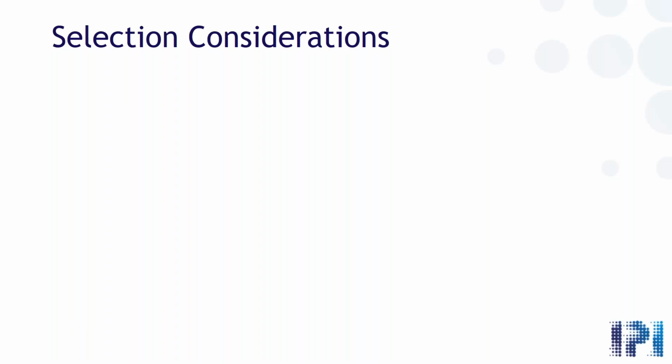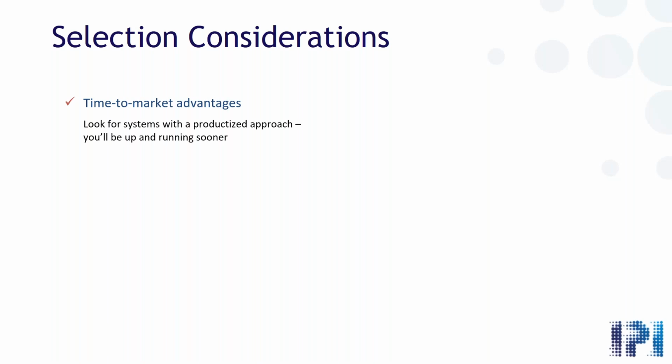So we'll talk about selection considerations now. What we think people should be looking for or thinking about during the process of acquiring a capability. Time to market advantages. We think there should be a view of looking for a productized approach to the platform you're purchasing. So don't look at a bespoke development or a development project. Look at a platform which is there, proven, with open interfaces, and which supports connection into the various platforms that you need.